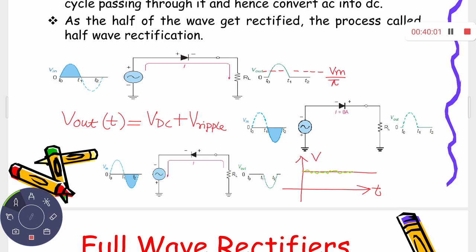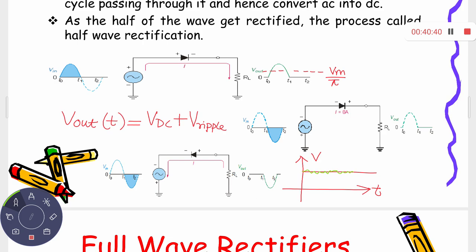After normalization, what are you getting? The RMS value of the ripple content, if I call it VR RMS, is normalized, because you might have different types of rectifier. In one case you have a smaller VR RMS and at the same time a smaller V average. Another rectifier might have higher VR RMS and higher V average. So now if you normalize, which one is better? Normalize means with respect to the average value.